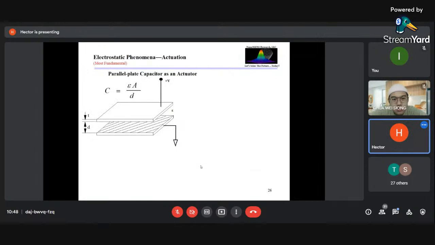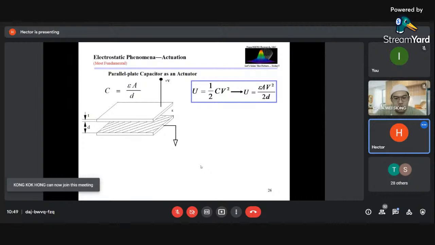The most fundamental element on which one can base an electrostatically actuated device is the parallel plate capacitor. This consists of a fixed and a movable metal plate separated at distance D by a medium of dielectric constant epsilon. Assuming that the area of the plates is much greater than the separation between them, the capacitance is given by the equation C equals epsilon A over D, and corresponding to an applied voltage V, there exists a potential energy between the plates given by 1/2 CV squared or epsilon A V squared over 2D.